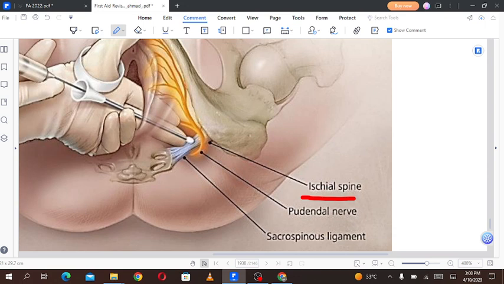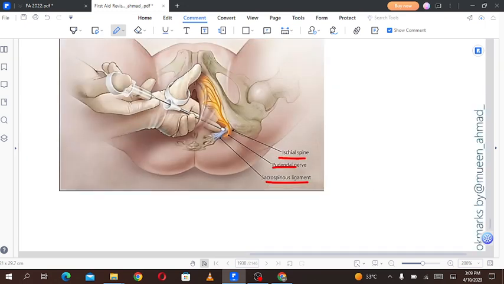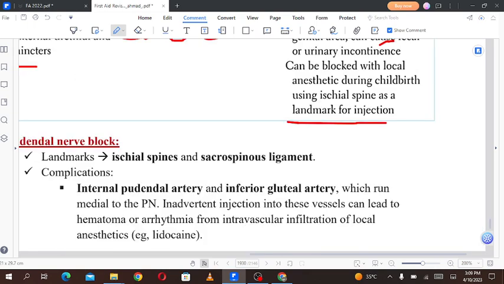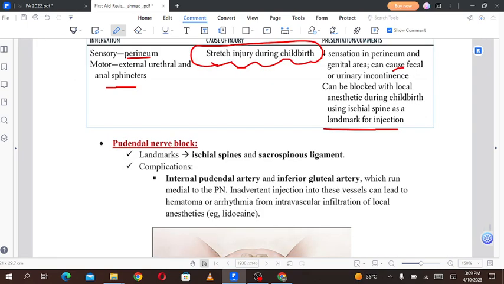Basically it passes below the sacrospinous ligament in front, or maybe under the ischial spine. So we use a local anesthetic in that particular region to avoid the labor pain. Here you can see now that the pudendal nerve landmarks are the ischial spine and the sacrospinous ligament.